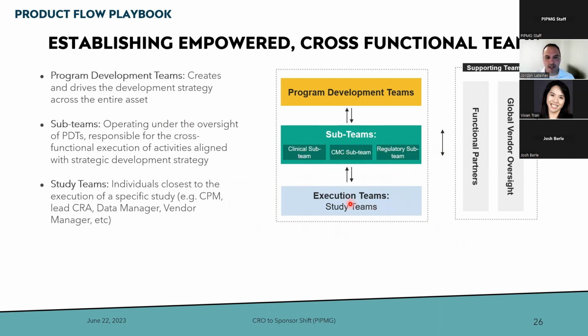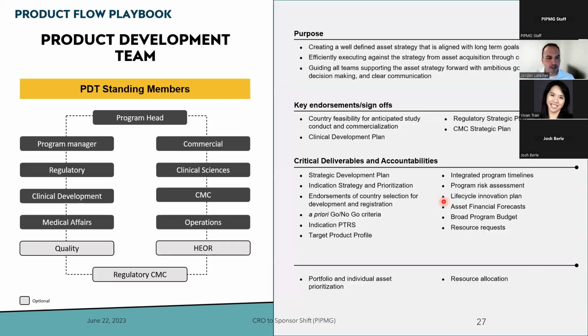Then we have what we call our execution teams. And the idea here is that there's continuous alignment back and forth, ensuring that the ultimate program strategy is well understood by all members of the team, but that the actual work that's happening on the ground is also aligned with that broader program strategy. And then on the side here, you have your functional partners, which are your functions, and that's ultimately where people are being pulled from for you to move your development assets forward. And you also have a vendor oversight group. This is just a quick look at some of the things that we've established for our PDTs.